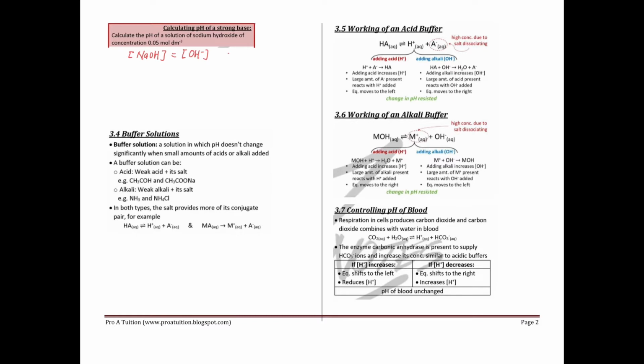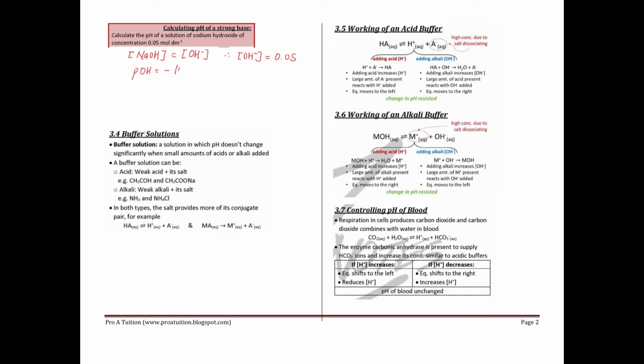Because of that, the concentration of hydroxide ion is equal to 0.05. So why are they the same? Because they completely dissociate. So because of that, they are the same. Okay? The concentrations are the same. Once you get the concentration of hydroxide, we can do the next step, pOH.